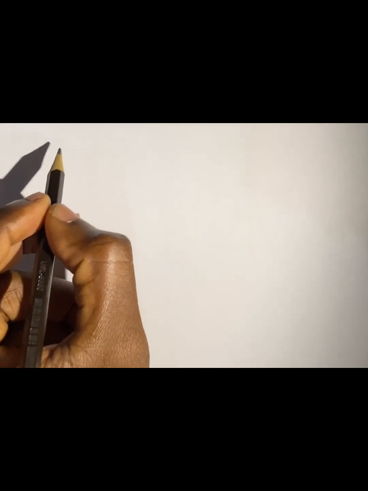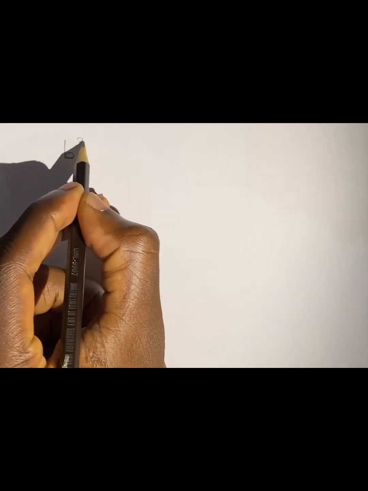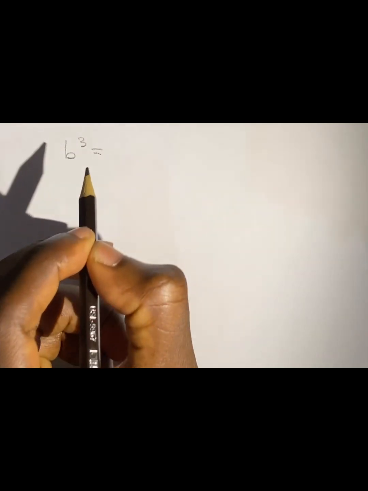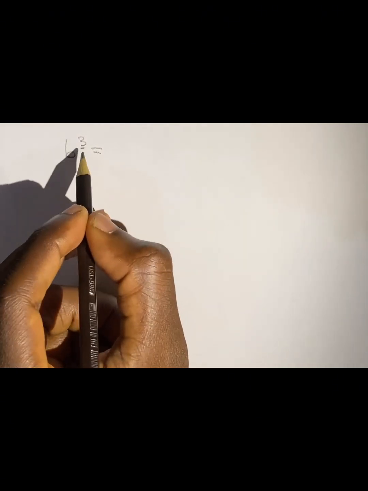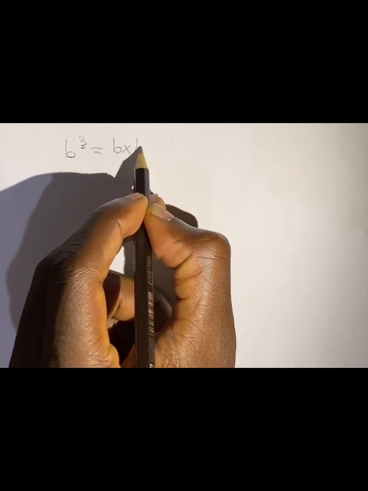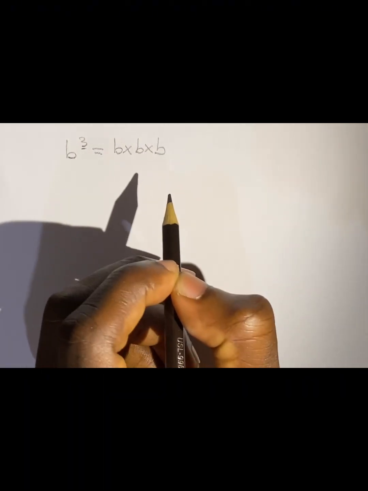Also, expressing B raised to the power 3 as a product is as simple as it can be. We have an exponent of 3 here, so we just multiply B 3 times, and that is going to be our answer.